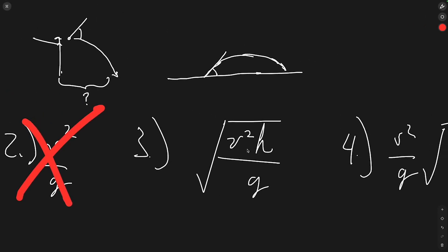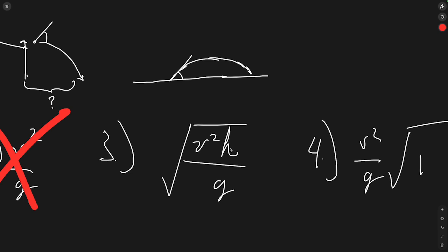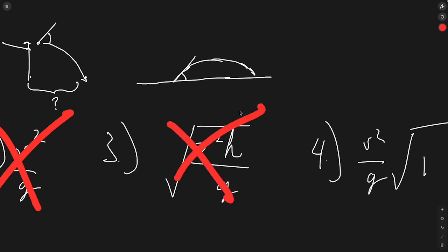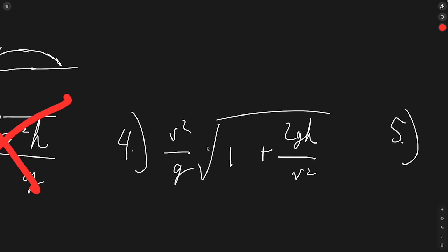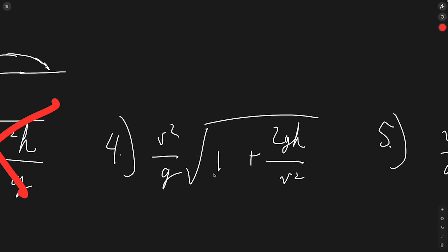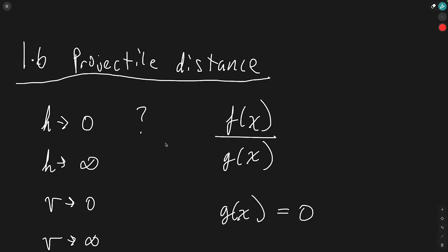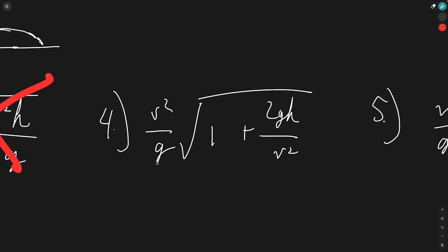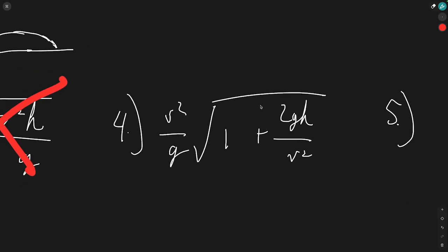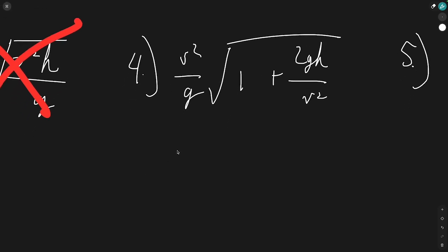How about this one? Again, we have the same issue. When h goes to 0, we have 0. All right. How about this one? When h goes to 0, we do not have 0. Okay. And let's see here. What about when h goes to infinity? Well, let's rewrite this. Maybe this goes to, does this go to infinity?